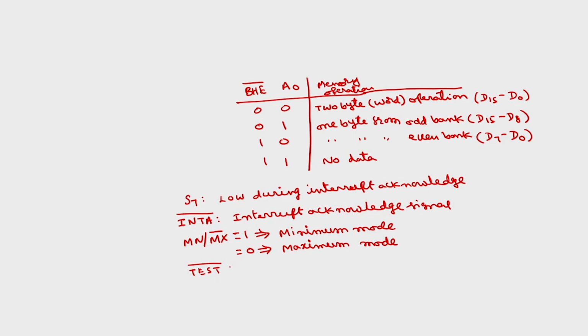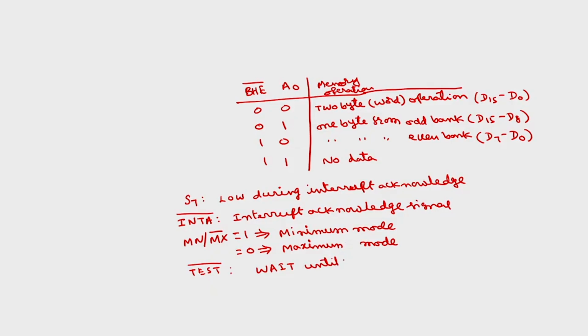Coming to the test bar signal. There is one instruction called wait instruction. I will discuss this while discussing the instruction set. Whenever the microprocessor executes this instruction, as the name implies, the microprocessor simply will wait. Till which time will it wait? This microprocessor will wait until test bar is equal to 0. As long as test bar is equal to 1, it will wait only. Once test bar is 0, it will stop waiting, come out of the wait cycle and perform the various tasks. That is the simple purpose of the test signal.